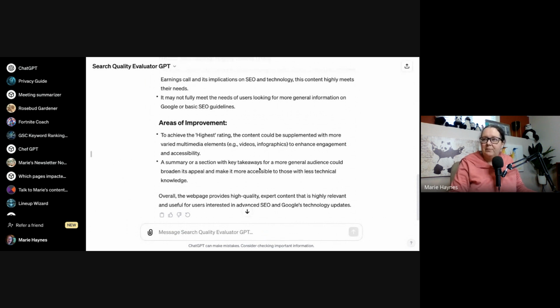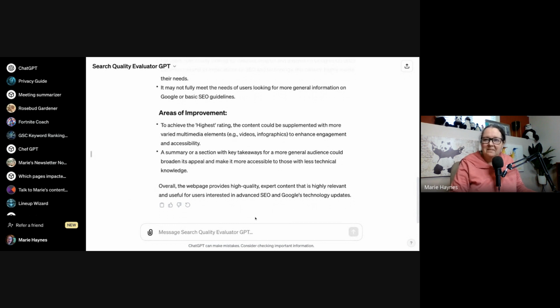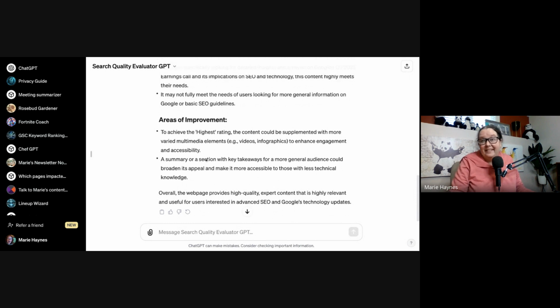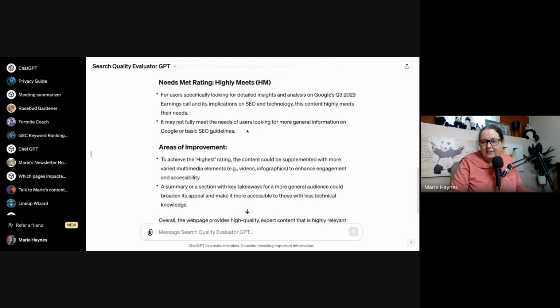A summary or section with key takeaways. All right, that's not bad. So I have something similar that I'm building that also takes my process, like how I would assess sites, and the prompts walk you through that too. And so I think a lot of what we're going to see with GPTs are in the prompts, in the ingeniousness of the prompts. So Caitlin, I think this is great, and I bet you'll continue to evolve it.